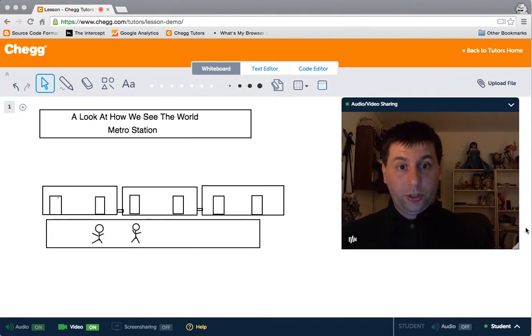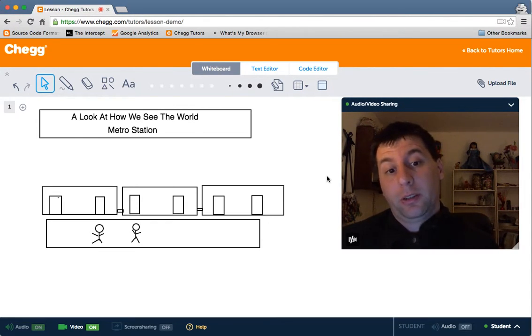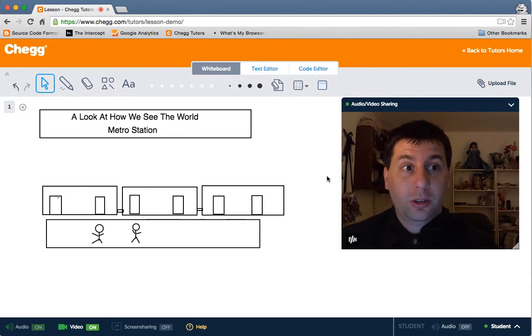I'm a Java tutor here at Chegg Tutors, and in today's lesson I want to share with you how we programmers see the world. You can kind of think of it like this. Biologists might see cells. Chemists might see molecules. An architect might look at a landscape and see what could be built on that landscape that would look pleasing to the eye. And we programmers have to look at our world.